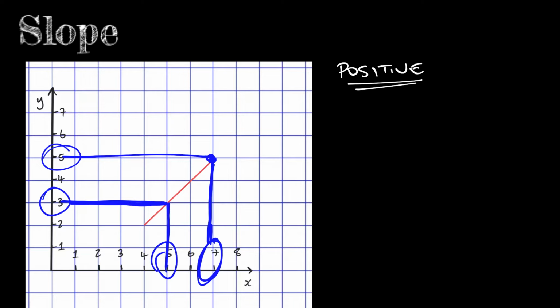So as my x values get bigger, as my x values increase, my y values increase. Okay, so that's a positive slope. So as the x values get bigger, and you can see the x value there is getting bigger, the y value is also getting bigger. I'll do another example of that.